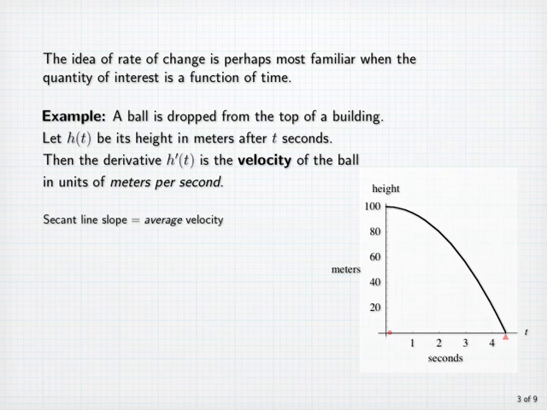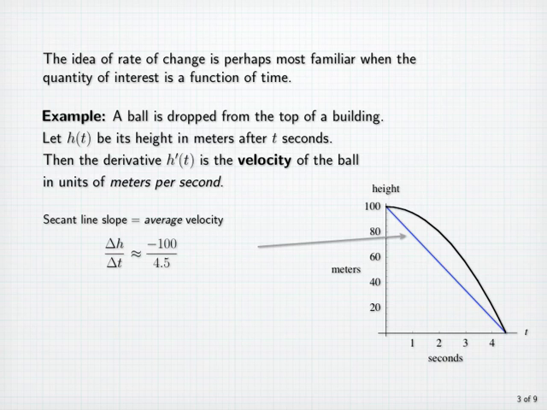Secant line slope here is average velocity. Now, for instance, the secant line extending from the initial point on the graph to the final point has slope delta h over delta t, in other words, change in height over change in time. The ball is dropped 100 meters, and the difference in the times is roughly 4.5, or in other words, there's a time interval here of about 4.5 seconds.